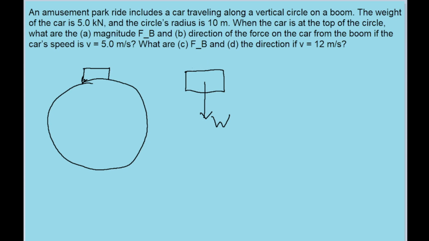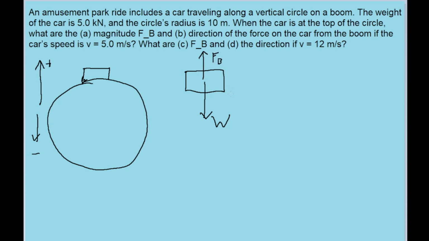So how do we represent this in a free body diagram? Well, the way I'm going to handle this is, I am going to define a coordinate system so that up is positive. And by definition, that means that down is going to be negative. And I'm going to say that the force from the boom on the car is going to be positive, upwards, along that positive direction.